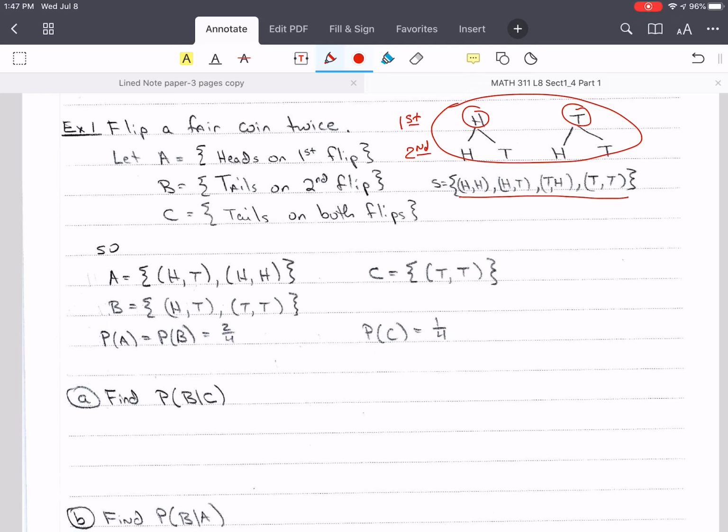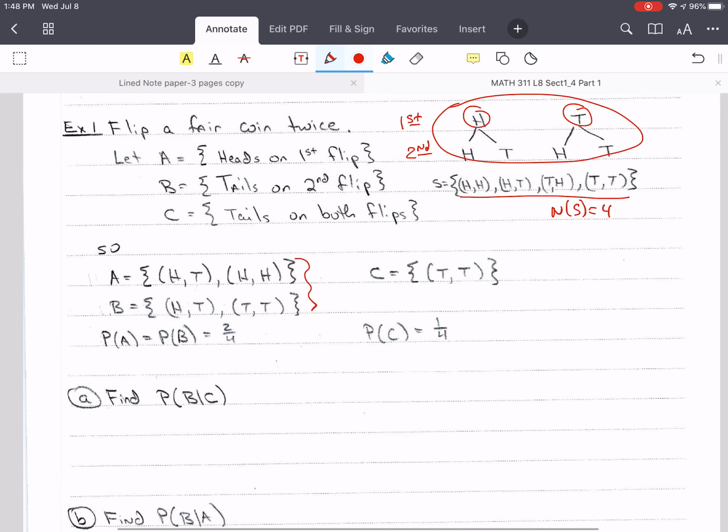All right. So there are four possible outcomes, so N of S is equal to 4, and there are two outcomes in each of these, A and B, and one outcome in C. So the probability of A and B is 2/4, and the probability of C is 1/4.